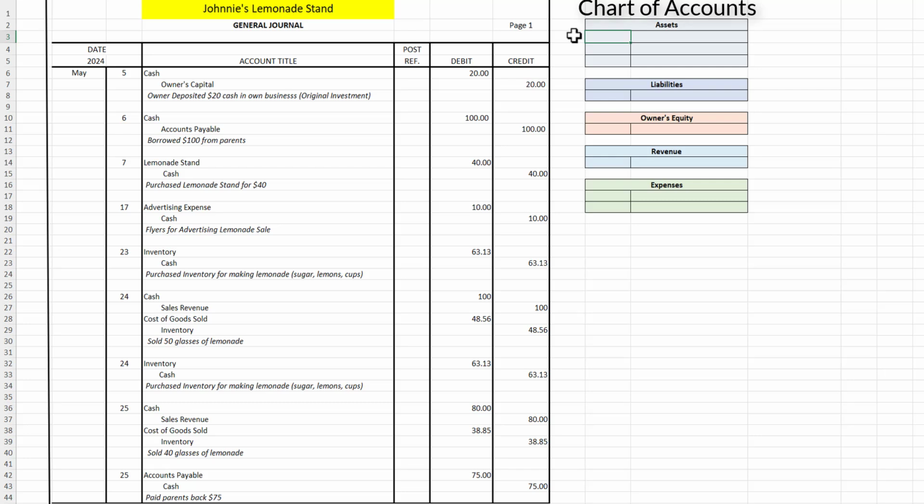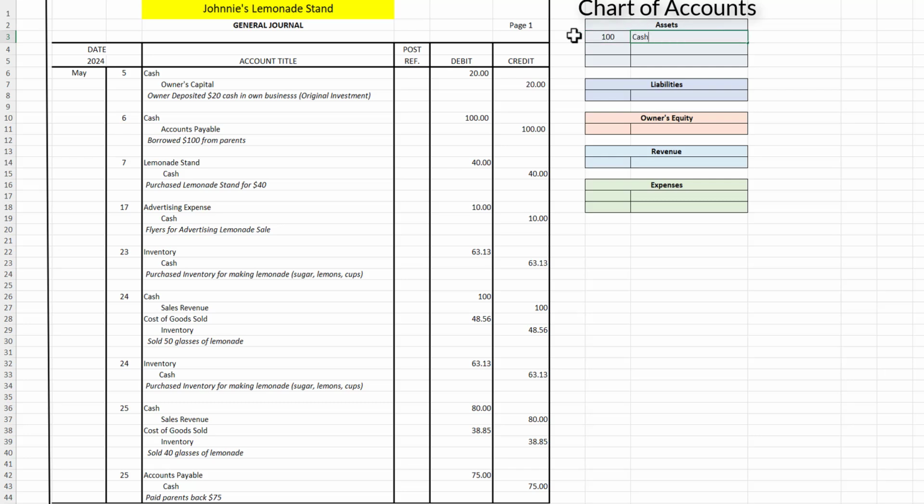I will first go through all of the asset accounts in the May General Journal for Johnny's Lemonade business. The first asset listed in the journal is cash. Asset numbers usually start with 100 or 1,000. A large company may have thousands of accounts and sub-accounts. They may list their chart of accounts by thousands. For example, assets might start with 1,000, then liabilities with 2,000, and so on. Since we are dealing with a small business, I will enter 100 for the account identification number and the name cash for the account name.